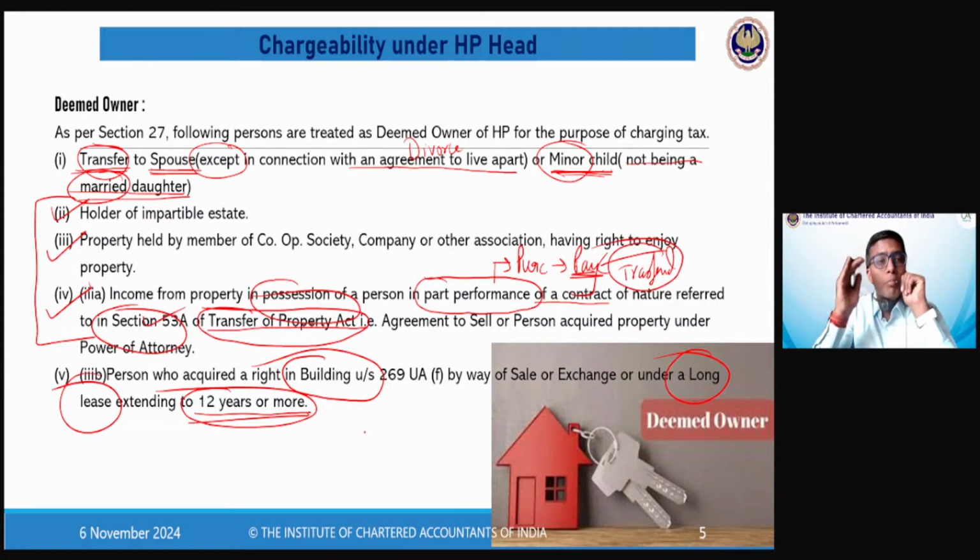They make you a member of the housing society. So you get a share certificate of the housing society, which means you become a shareholder of the housing society, not that you become the owner of the flat.